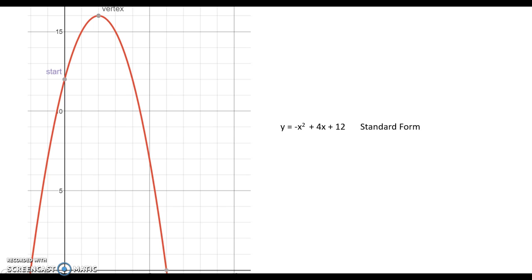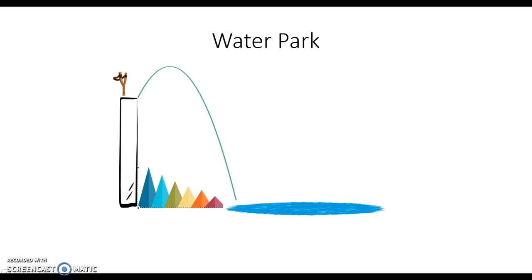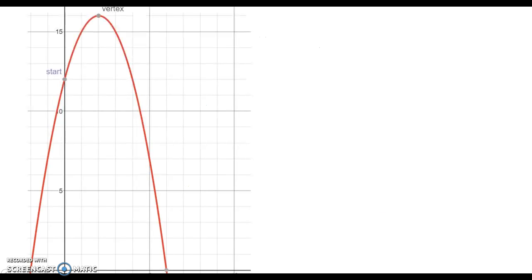So far, we have found standard and vertex form, but we are still missing a crucial piece of information. Remember that our end goal is to find out how many feet of rock we can install at the bottom of the cliff to add to the thrill of the slingshot attraction. Well, that means we need to know this distance. How does that translate to our coordinate plane? It would be this distance, or the value of x where the graph crosses the x-axis. To describe this point in context, it is when the rider hits the water.